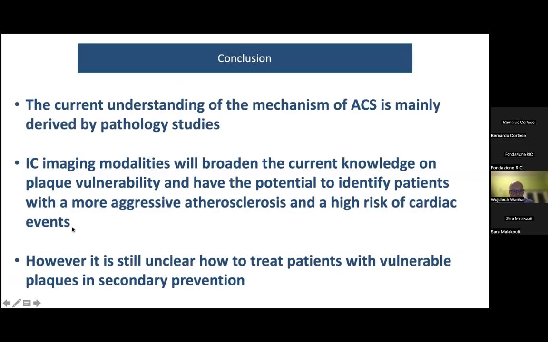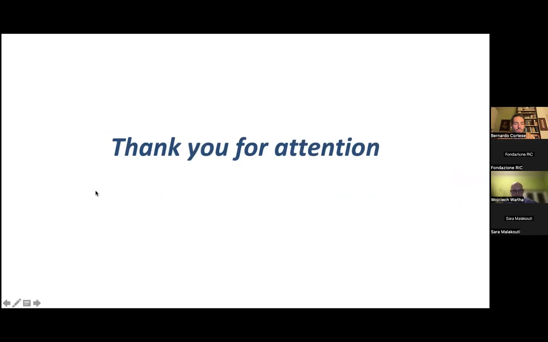So in conclusion, I would say that the current understanding of the mechanism of acute coronary syndrome is mainly driven by the pathology studies. And intracoronary imaging modalities will broaden the current knowledge on plaque vulnerability and have the potential to identify patients with more aggressive atherosclerosis and high risk of cardiac events. However, it is still unclear how to treat patients with vulnerable plaques in secondary prevention. Thank you for your attention.